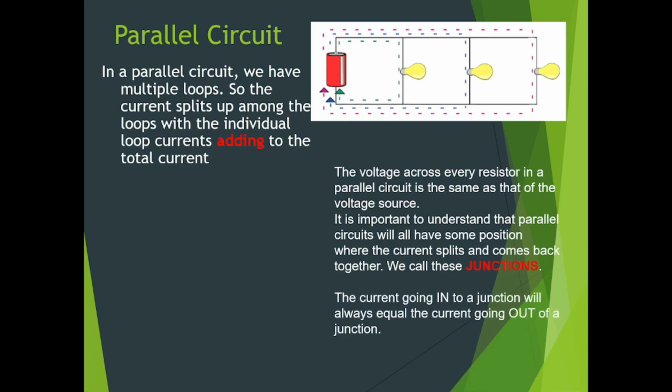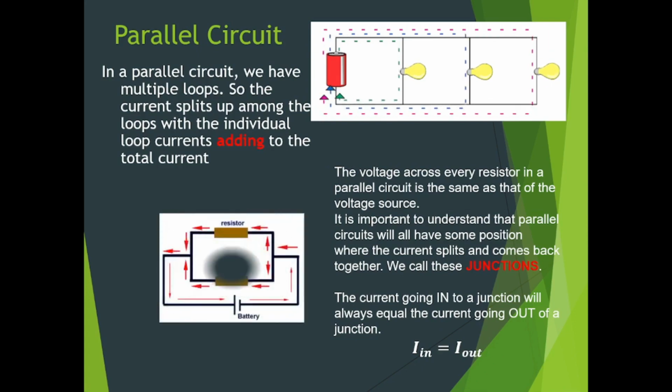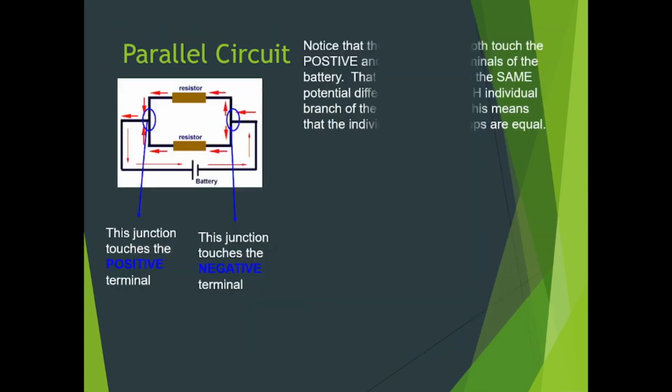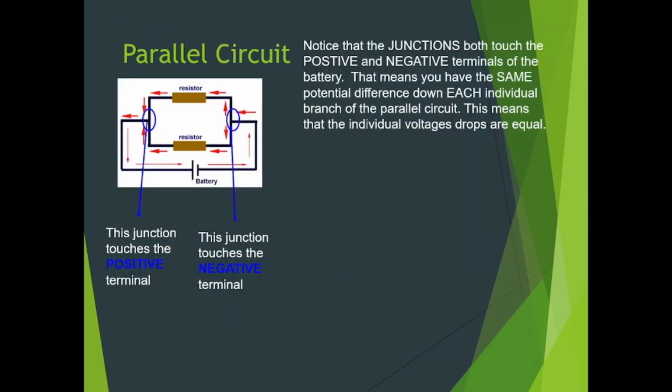The current going into a junction will always equal the current going out of a junction. The amount of current flowing in a junction is equal to the amount of current flowing out of the junction. In a parallel circuit, we notice that the junctions both touch the positive and negative terminals of the battery. That means you have the same potential difference down each individual branch of the parallel circuit. This means that the individual voltage drops are equal. We have the formula V total for a parallel circuit is constant and is equal to V sub 1 is equal to V sub 2 and is equal to V sub 3, and so on and so forth.